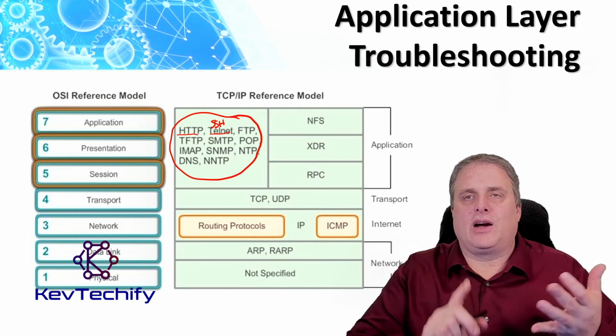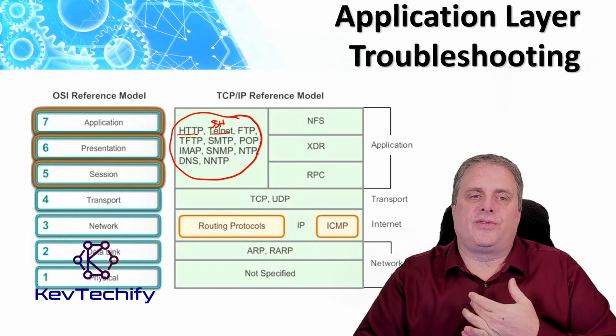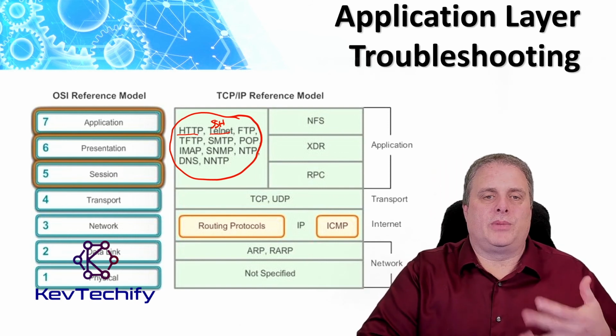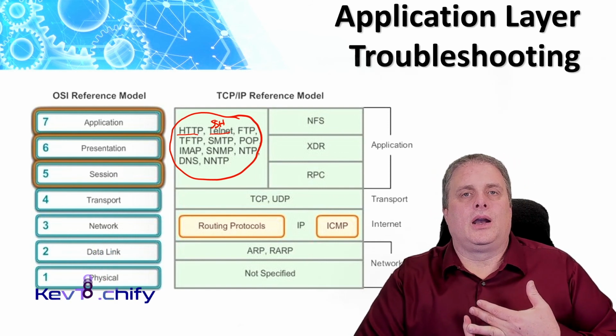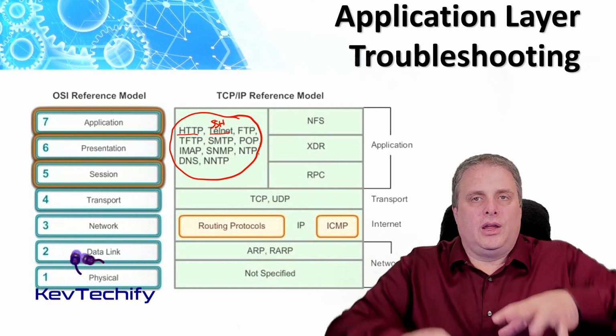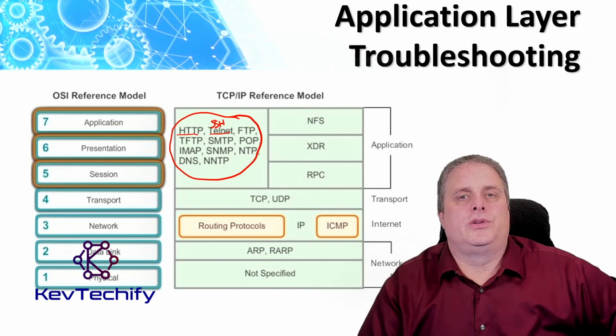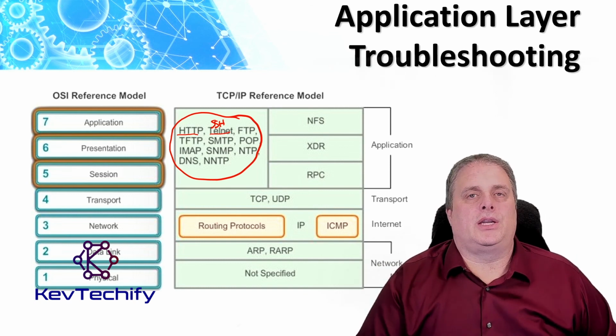DNS could affect how mail is delivered. DNS could affect how HTTP works. IMAP could be the reason why somebody is not getting their email on their mobile device. You have to have an understanding of how all these fit together and then go in and be able to troubleshoot here at the application layer.